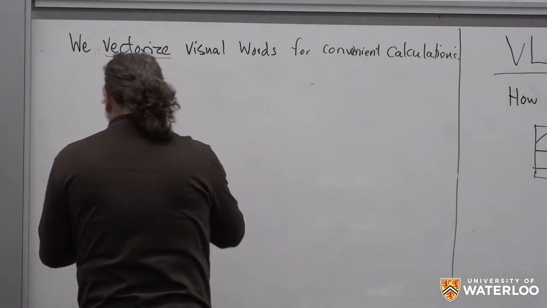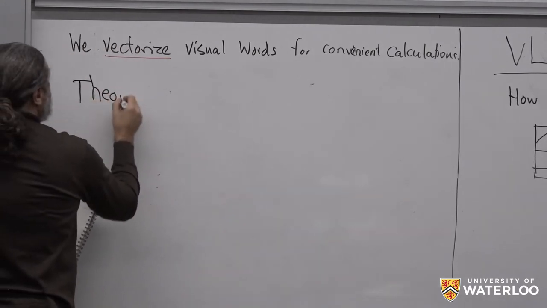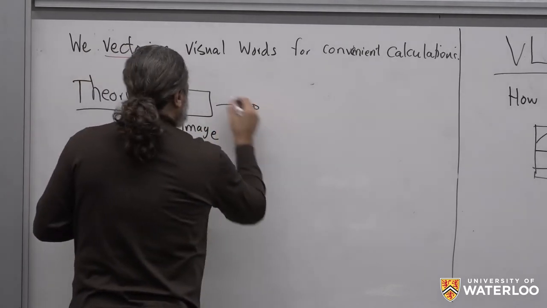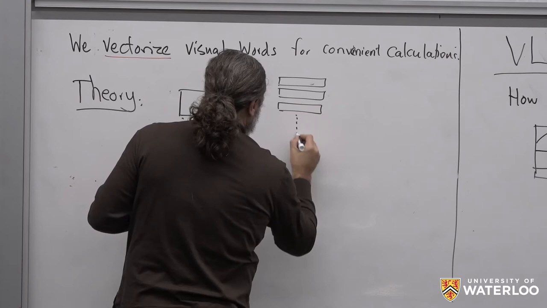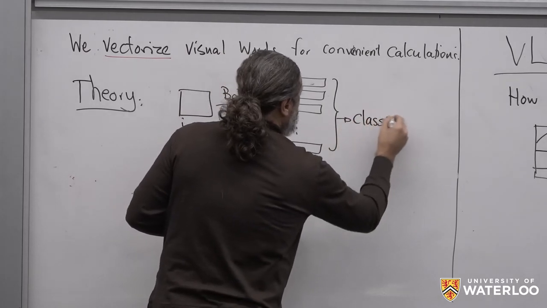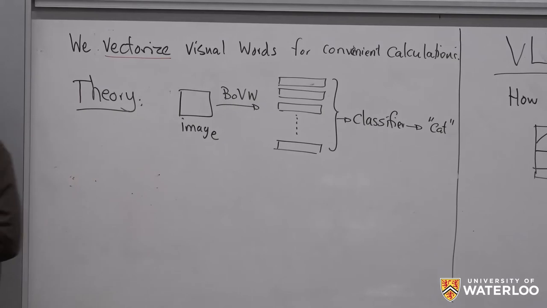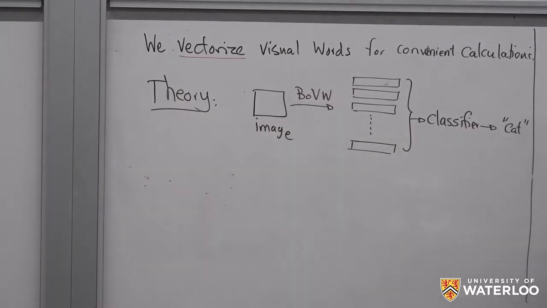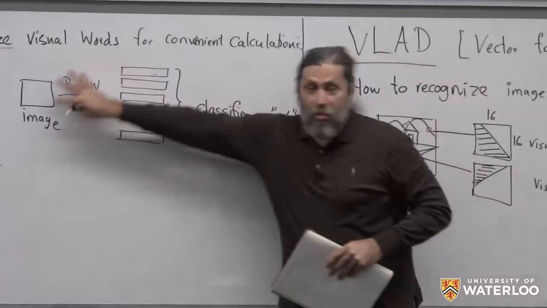So, what is the theory? The theory says you get an image, you apply the bag of visual words, you get many, many visual words, millions of them. And you give that to a classifier, and the classifier says, that's a cat, that's a house, that's a bicycle. So the theory says, find a bag of visual words and give it to a good classifier.